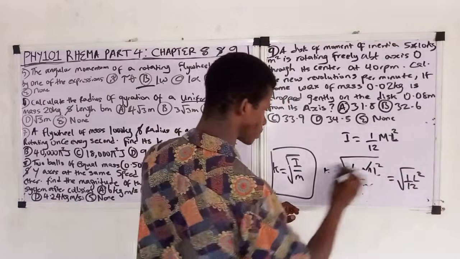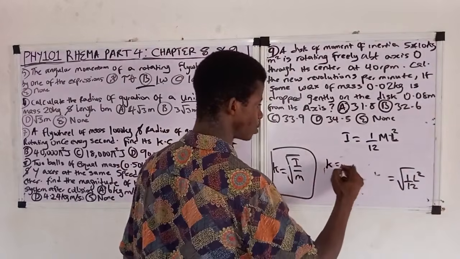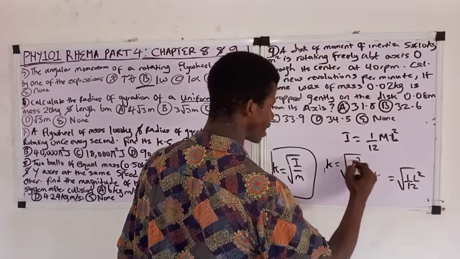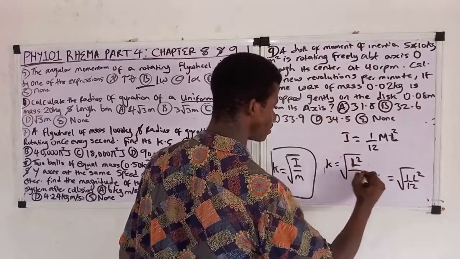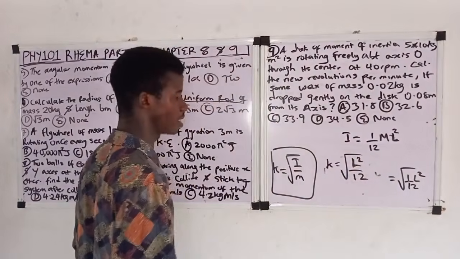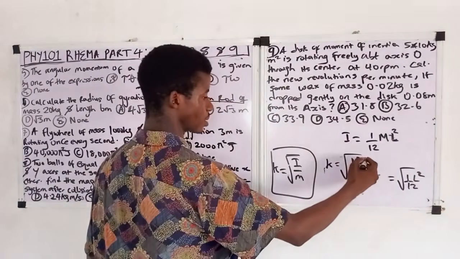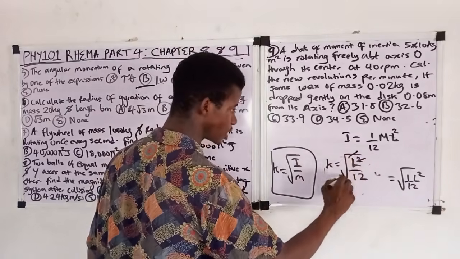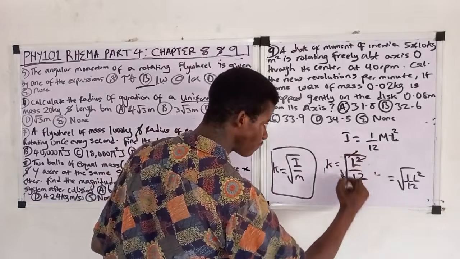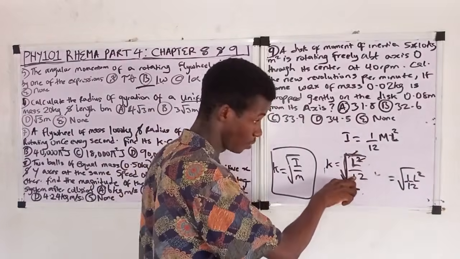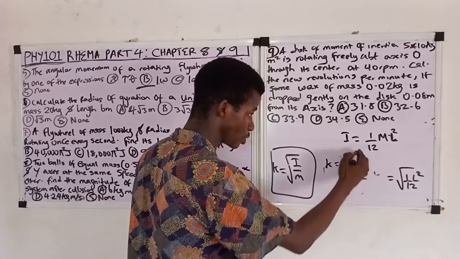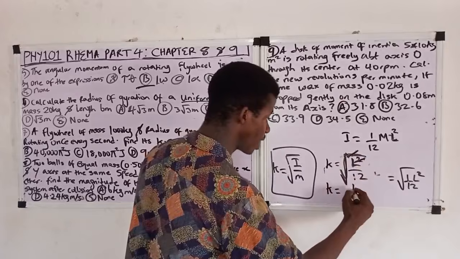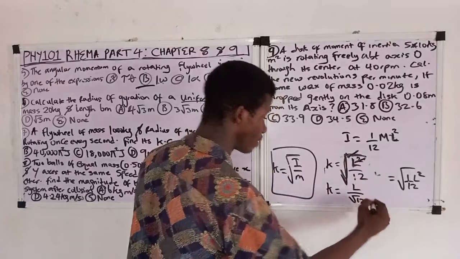So K will be equal to the root of 1 times L squared, which gives L squared, divided by 12. Now this square can cancel this square root. Don't forget that the square root also affects 12. Since the square cancels the square root on L, only 12 will remain under the root. So K will be equal to L divided by root 12.